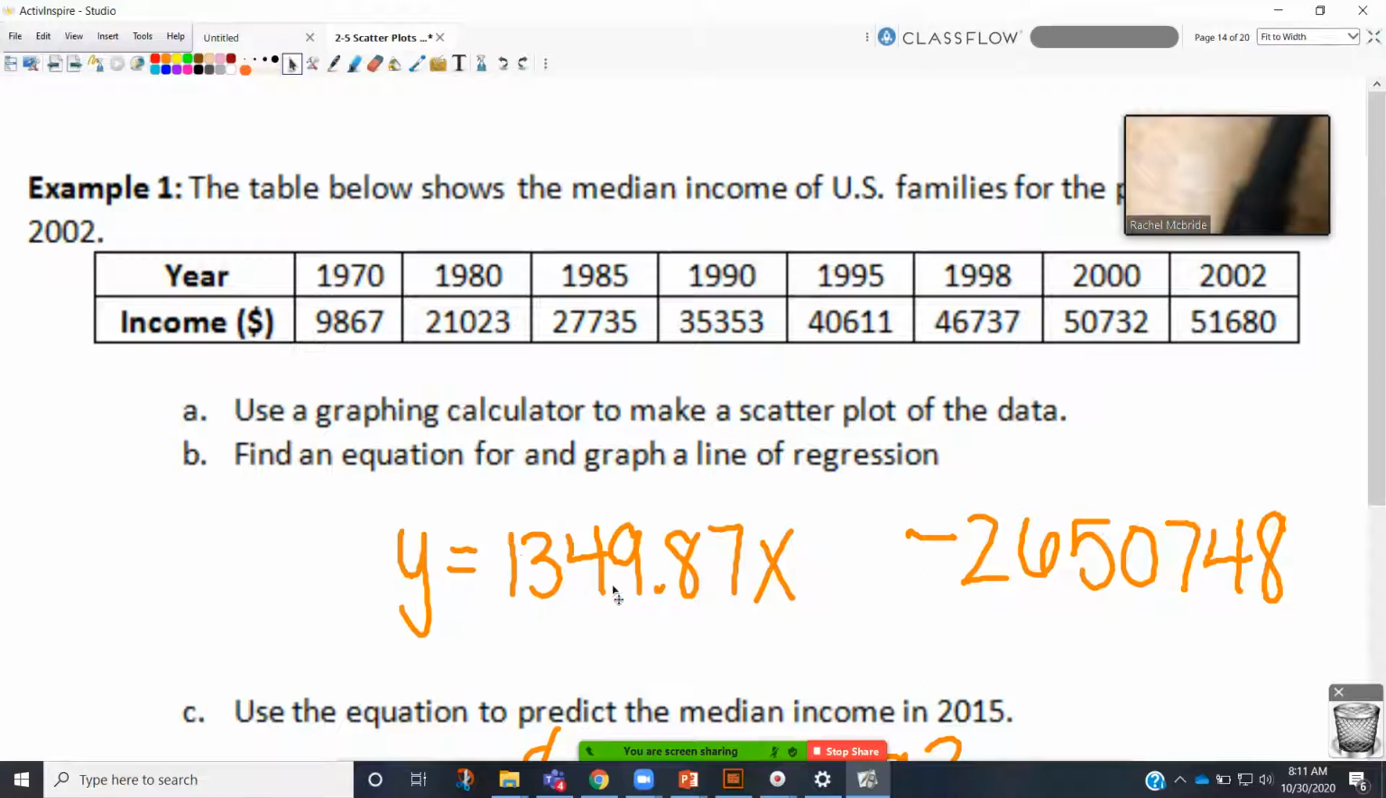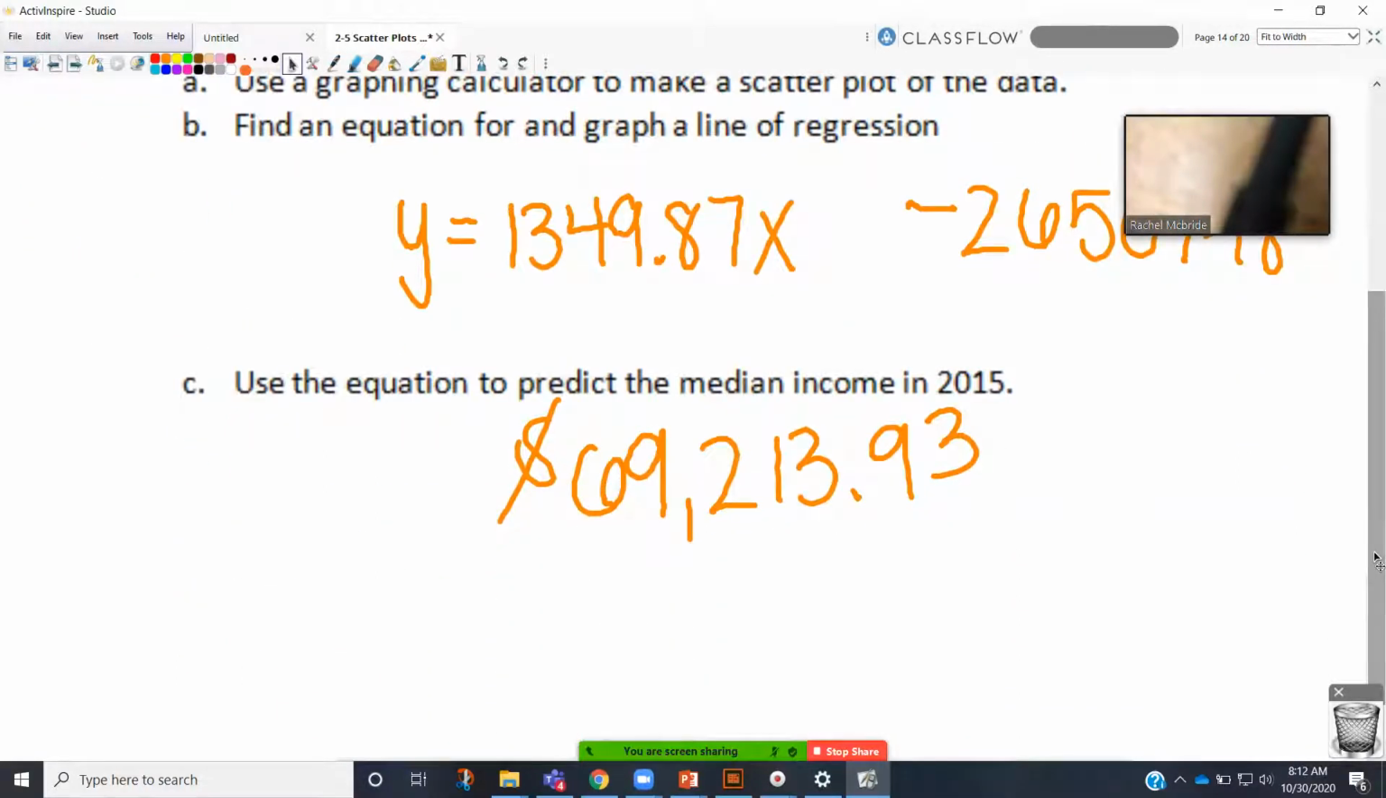So you take 1,349.87 times 2015 minus 2,650,748. And hopefully you get 69,213.93. Again, you'll notice I consistently use 2 decimal places. We're talking about money. When we talk about money, giving change, income, everything's 2 decimal places.